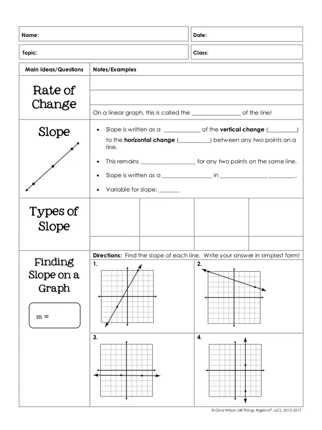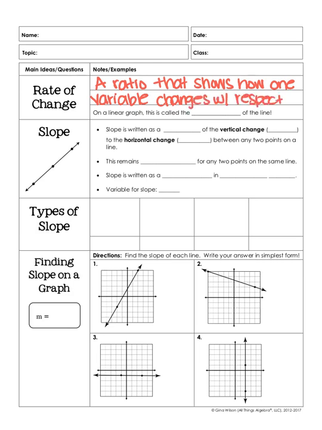So the rate of change is a ratio that shows how one variable changes with respect to another. So on a linear graph, this is called the slope of the line. So the words rate of change and slope mean the same thing.